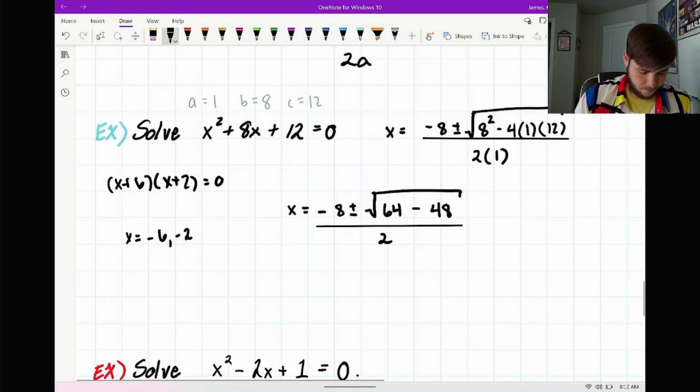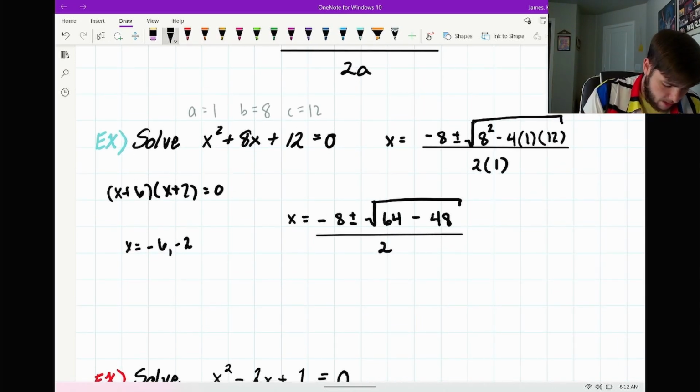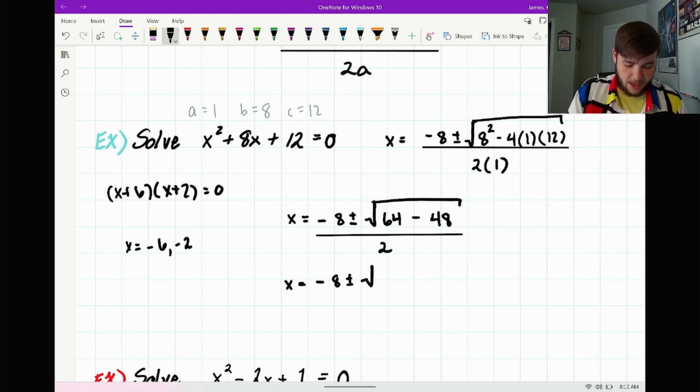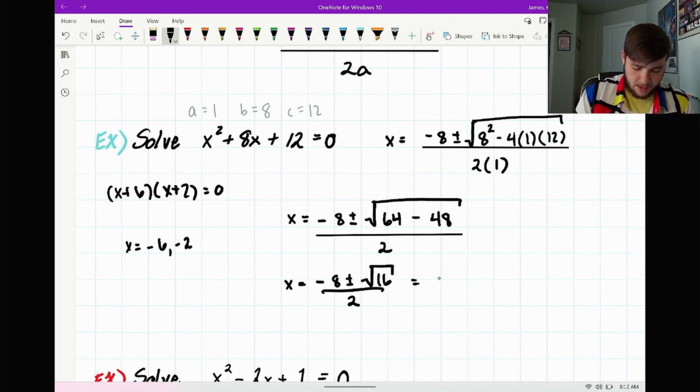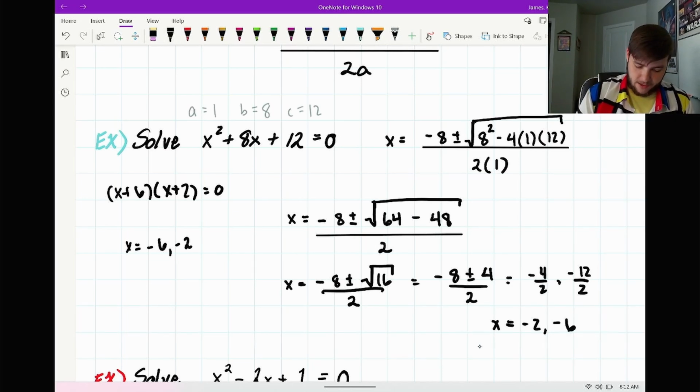Let's keep it going. Now I have x equals negative 8 plus or minus the square root. 64 minus 48 is 16 over 2. That gives me negative 8 plus or minus 4 over 2. That's going to be, when I add 4, I will get negative 4 over 2. When I subtract 4, I will get negative 12 over 2. So x is negative 2 or negative 6. Sure enough, our answer checks out.